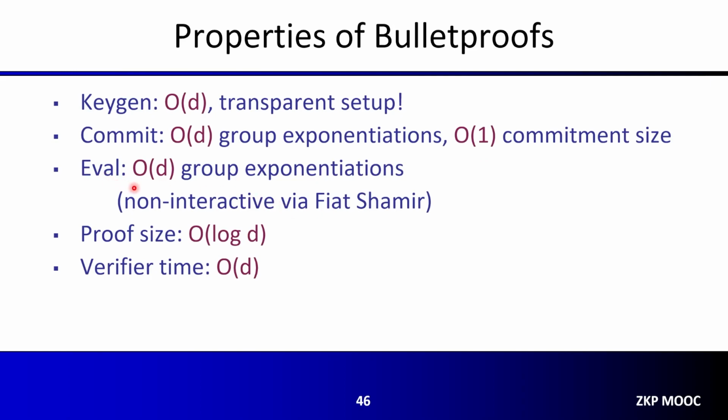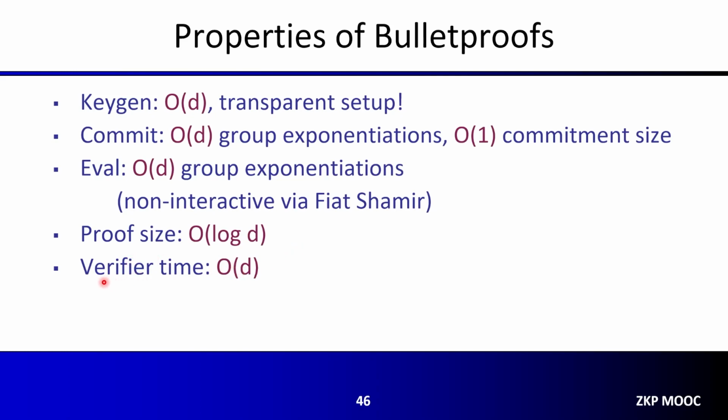To generate the proof, it takes only order of d group exponentiations because it is a recursive reduction, and every time you cut the size of the polynomial to half, so in total, the complexity remains linear in the degree of the polynomial. The version I described before is interactive between the prover and verifier, and you can make it non-interactive via the Fiat-Shamir transformation. In addition, the proof size is only order of log d, because in every round, the prover is only sending a constant number of elements to the verifier. Remember, there's L, R, VL, and VR, 4 elements in total in the version I'm describing.